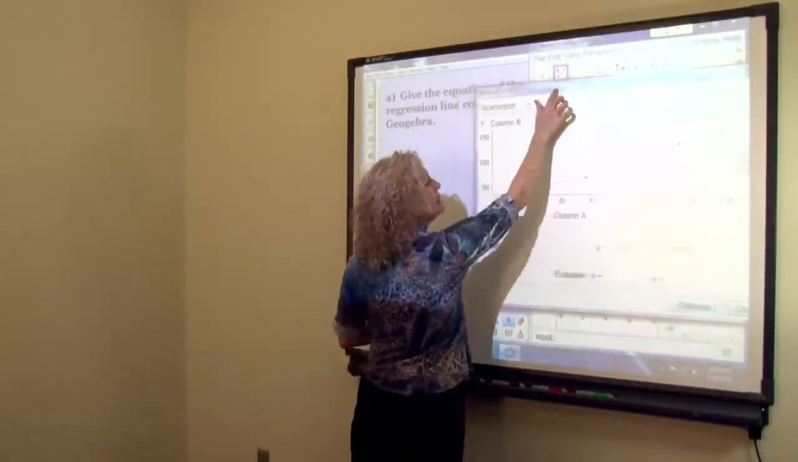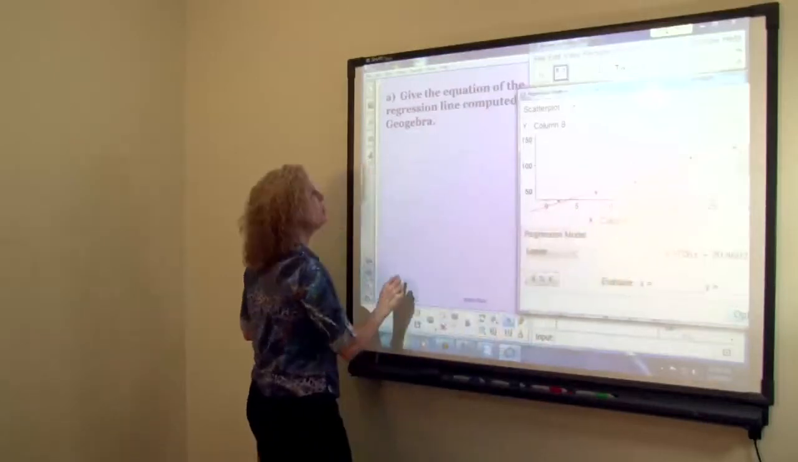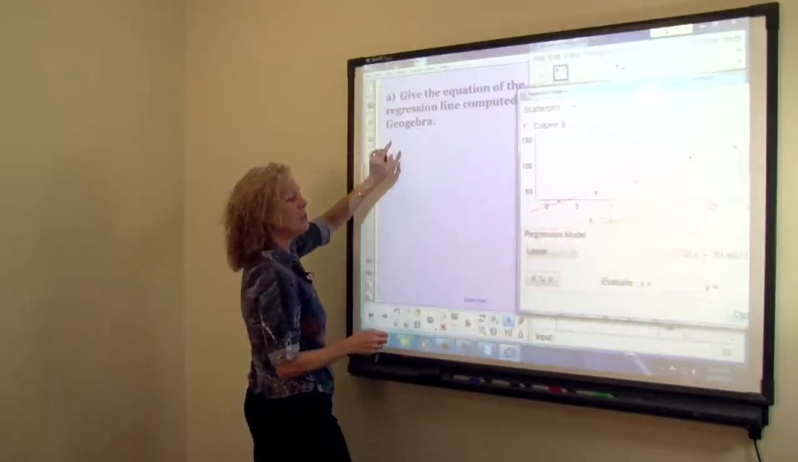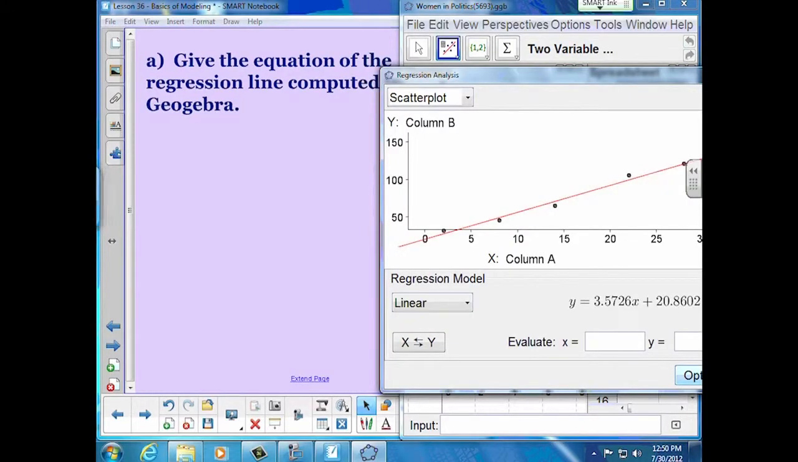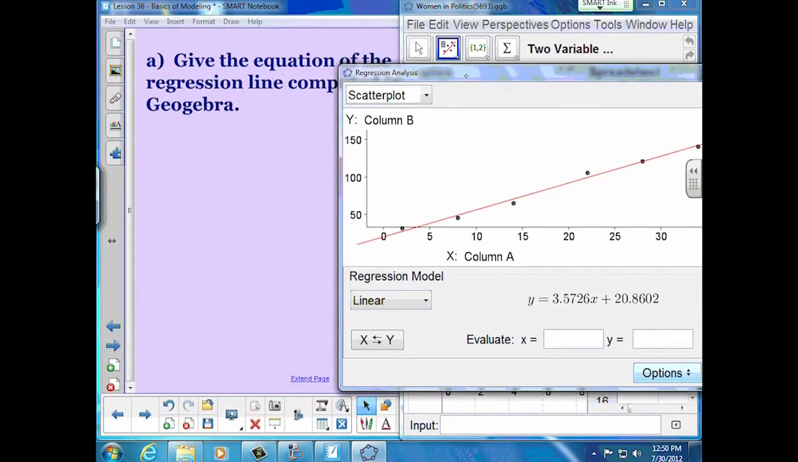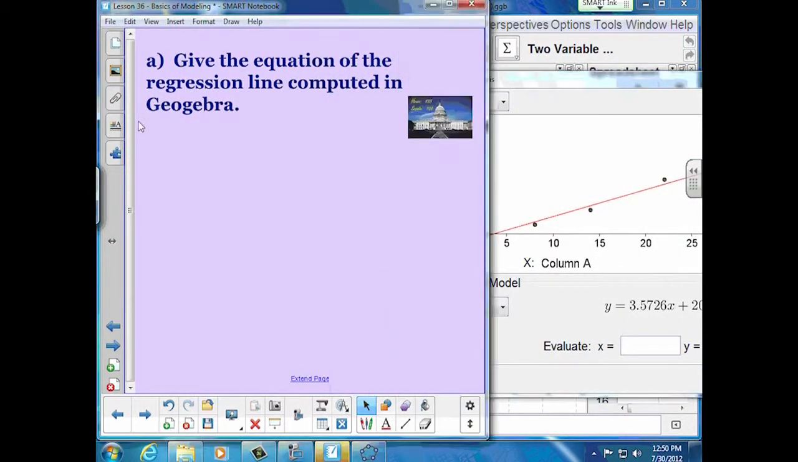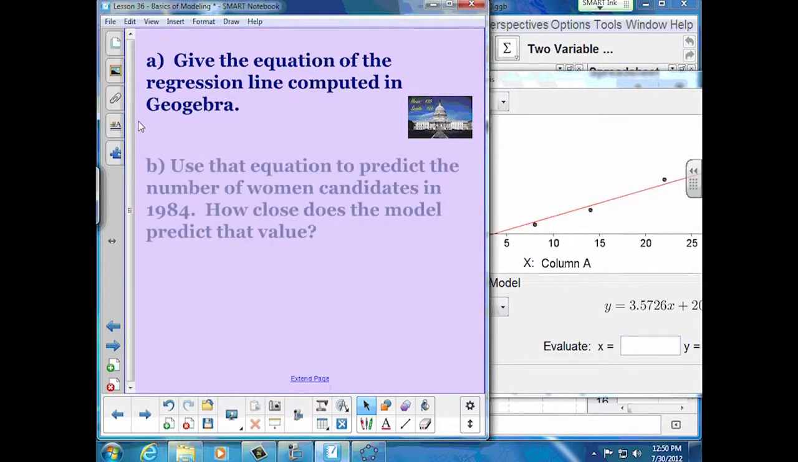So here is my regression equation, and so it is y equals, and of course it's rounding values off. So I've got 3.5726x plus 20.8602, okay? Next question. Use that equation to predict the number of women candidates in 1984. And how well does that work?